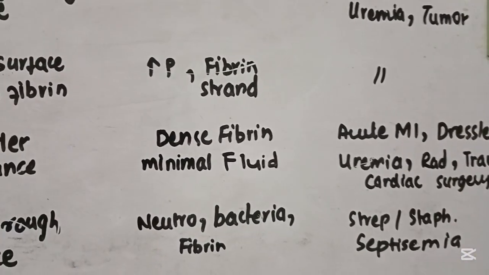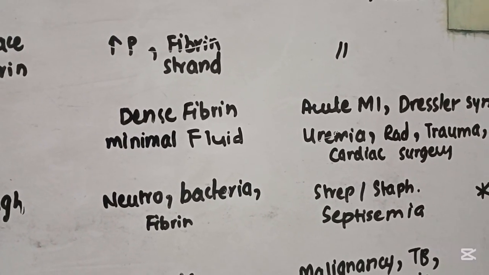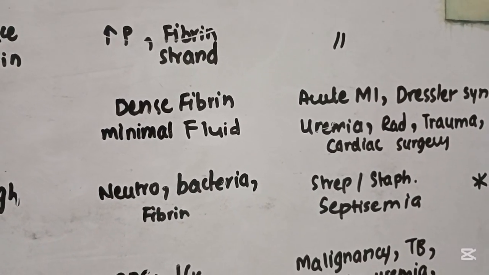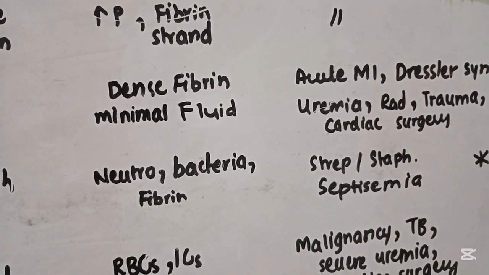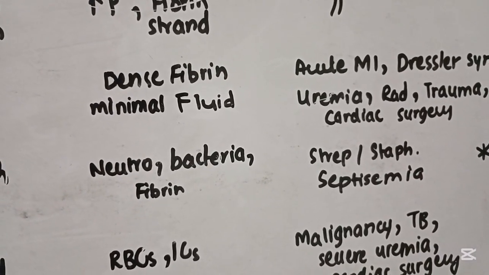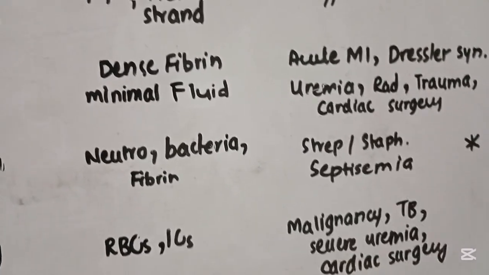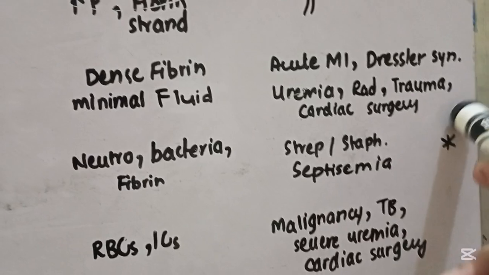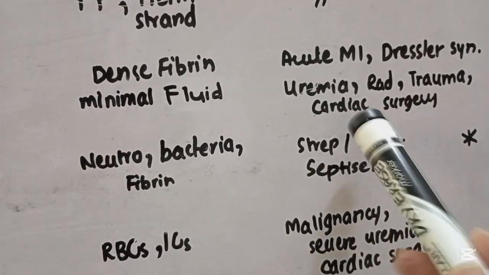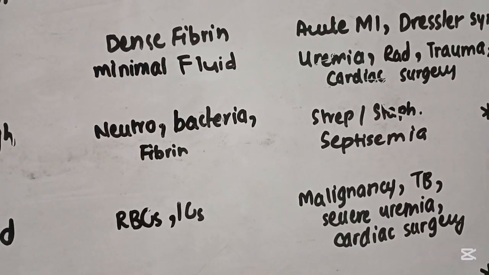And Dressler syndrome: there is necrosis of part of the heart, and as a result of necrosis, cardiac antigens are released. These antigens are recognized by our immune system, and antibodies are formed. These antibodies attack the pericardium and pleura, resulting in pleural effusion or pericarditis, pericardial effusion. Uremia, radiation, and trauma are also responsible for fibrinous pericarditis. Then we have cardiac surgery, which is also a cause of hemorrhagic pericarditis.